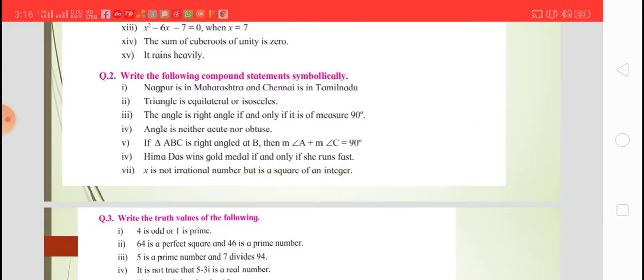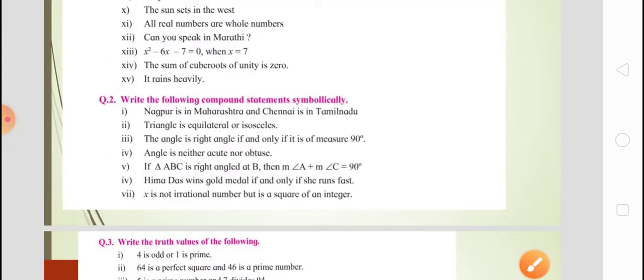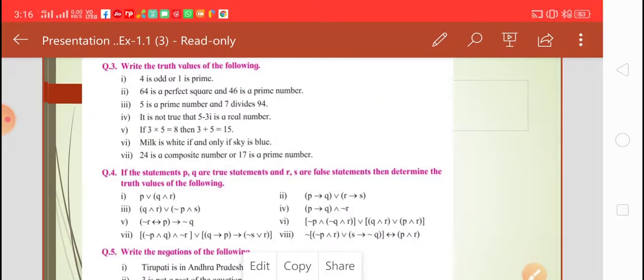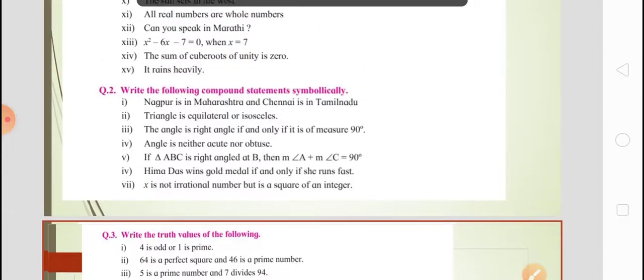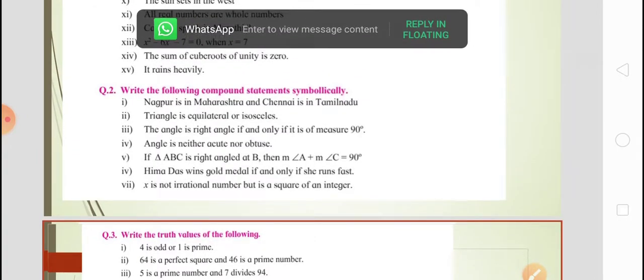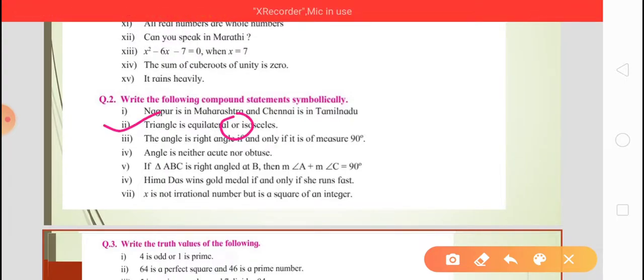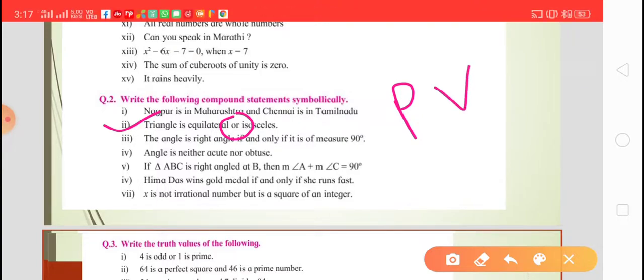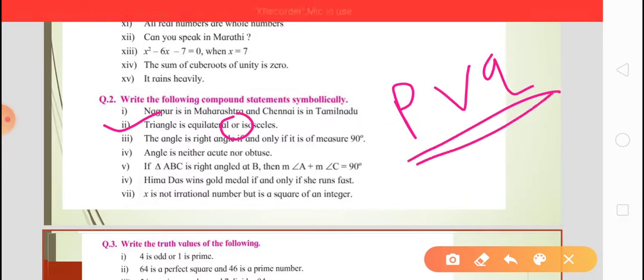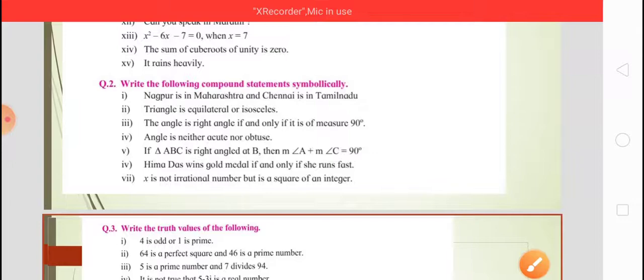Okay, so now the symbolical form. How to write the symbolical form of this statement? Yes, these both statements are connected by or, which means disjunction, and we know the symbol for disjunction. So write down like this: P disjunction Q. Okay. Now friends, let's take the next example.